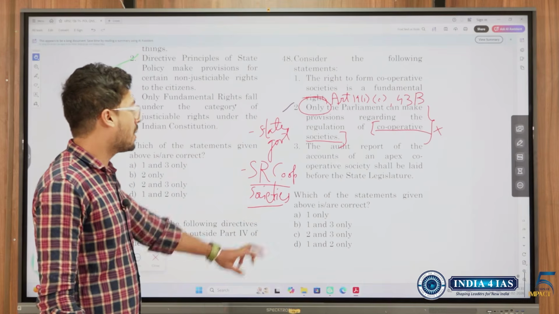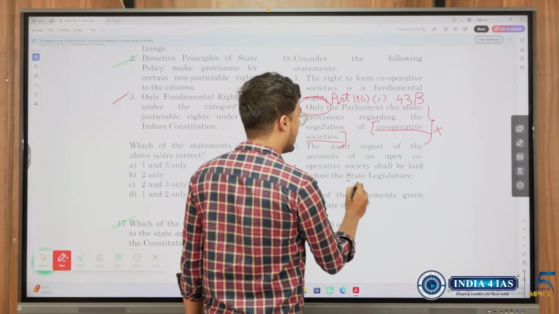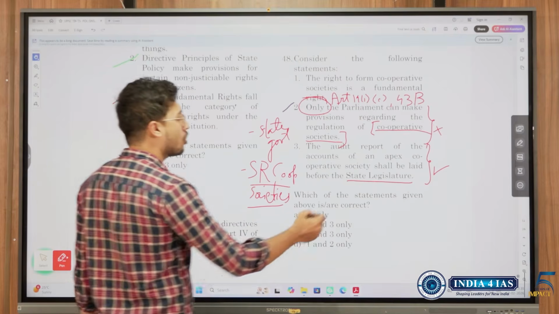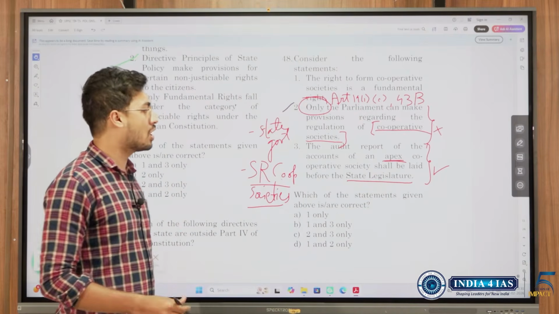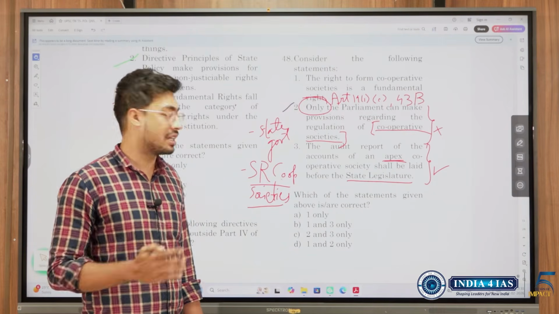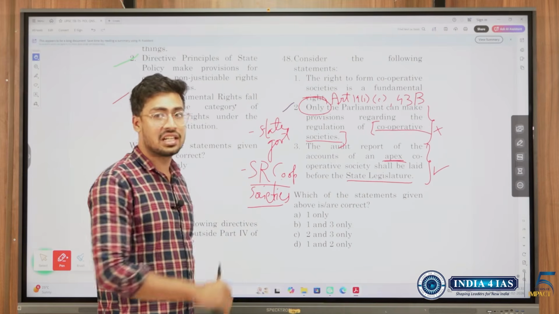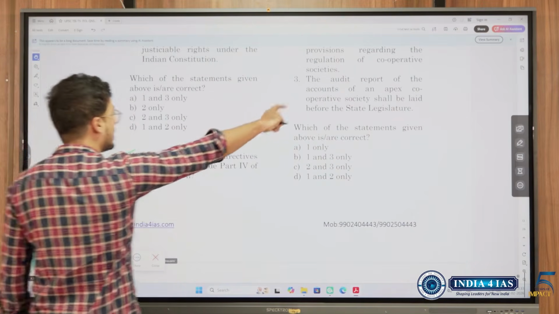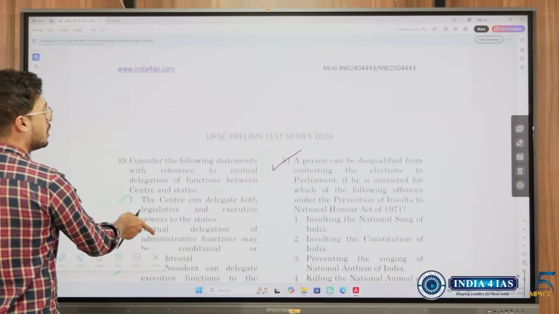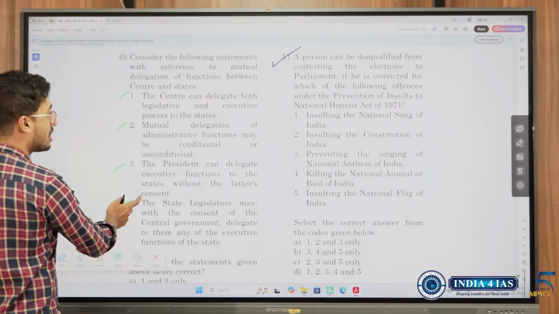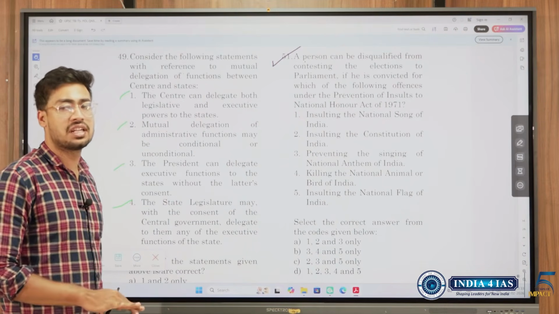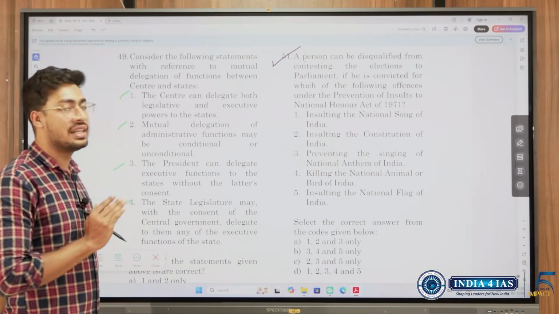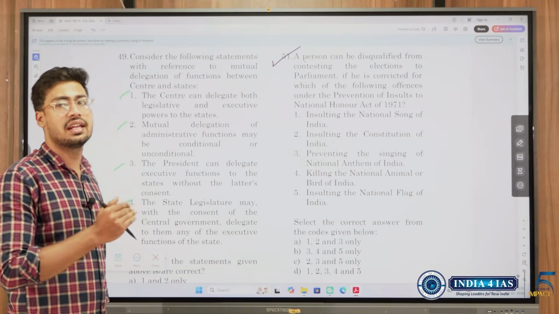The audit report of accounts of an apex cooperative society shall be laid before the state legislature. This is important, you should know. The audit reports of apex cooperative societies are laid before the state legislature. Not every cooperative society's auditor report can be laid there, but the apex ones are very important. These audit reports need to be laid before the state legislature because we want to keep a check over it. Now this was something I wanted you to make a note of. Even if you do not note it in your notes, it's fine because it is not that important a fact, but the cooperative society topic is important. So when you come across it, it is enough to recall that the report is laid before the state legislature, okay.